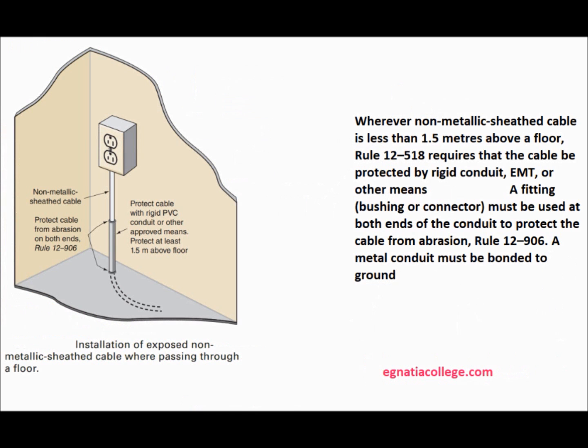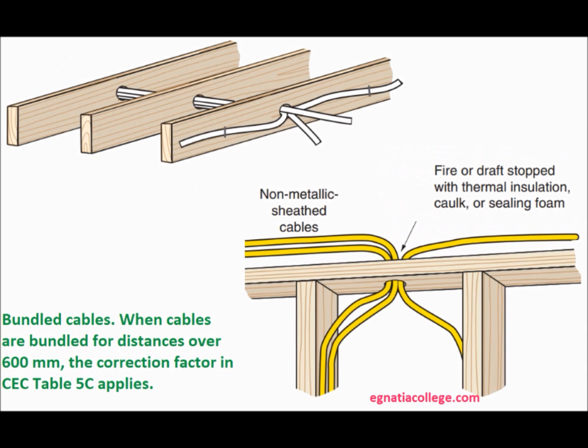Wherever non-metallic sheathed cable is less than 1.5 meters above a floor, Rule 12-518 requires that the cable be protected by rigid conduit, EMT, or other means. A fitting, bushing, or connector must be used at both ends of the conduit to protect the cable from abrasion, Rule 12-906. A metal conduit must be bonded to ground.